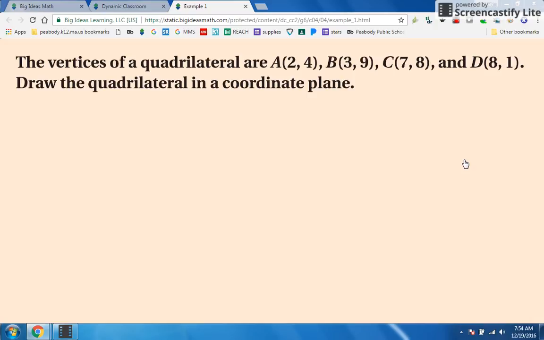So we're going to try some examples of what we just did in the notes. For this one, I want you to just watch. It's telling us the vertices of a quadrilateral are, and then it's naming all of the points that make them, the coordinates. They want us to draw the quadrilateral in a coordinate plane. A quadrilateral is just a fancy word for a four-sided polygon. Vertices are the points on it.